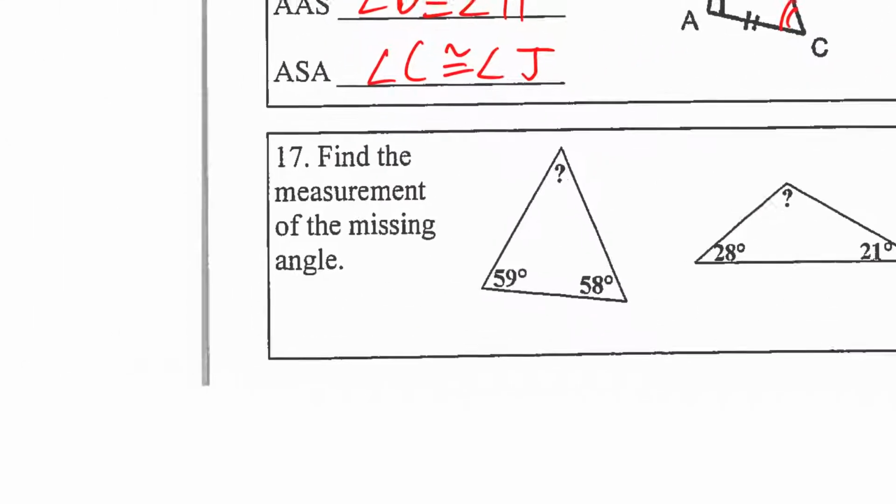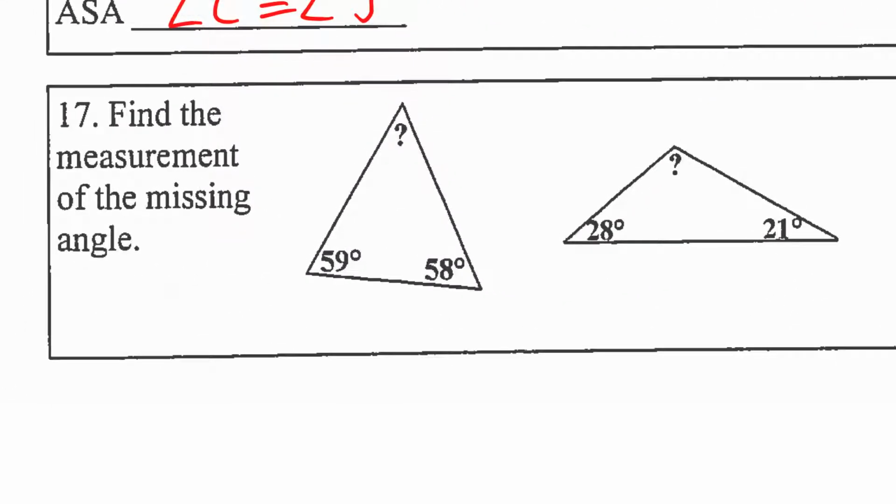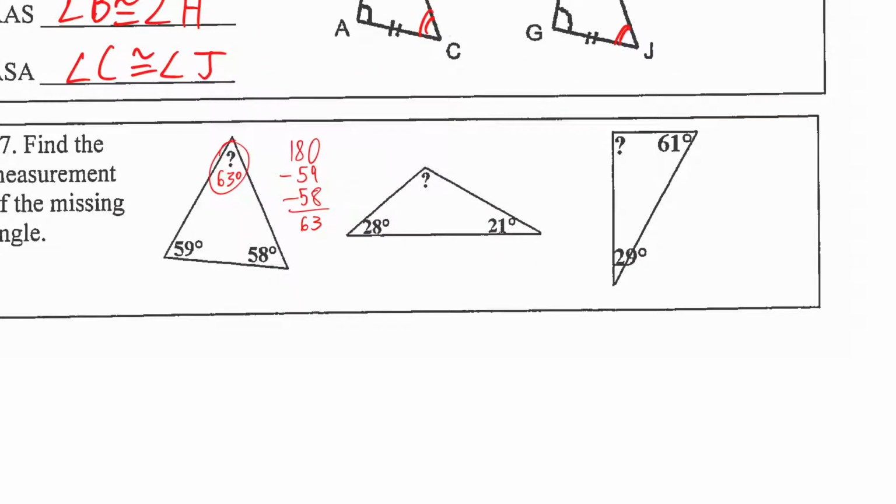Okay, down here at the bottom, just simple math, looking for that missing angle. So 180 minus 59 minus 58 is what? It's 63 degrees. Okay, on that second one, how big is that angle? 131. And on this one, how big is it? 90.